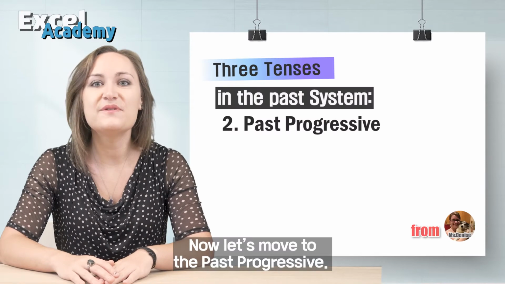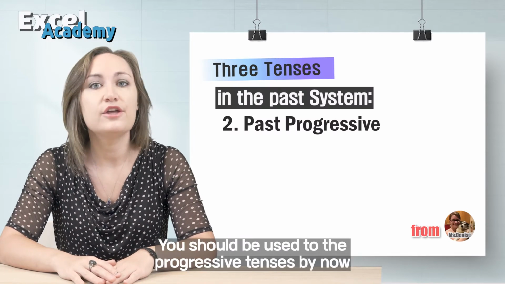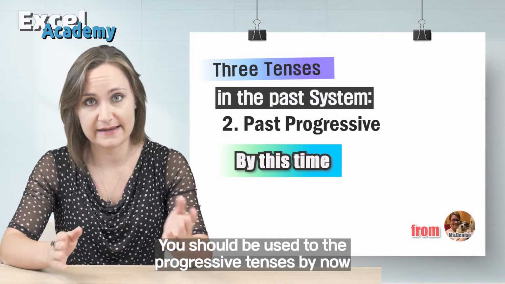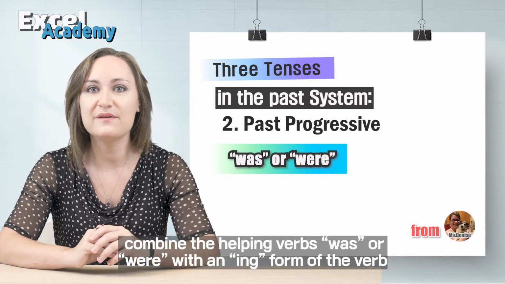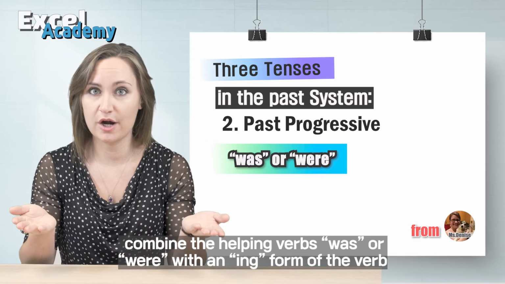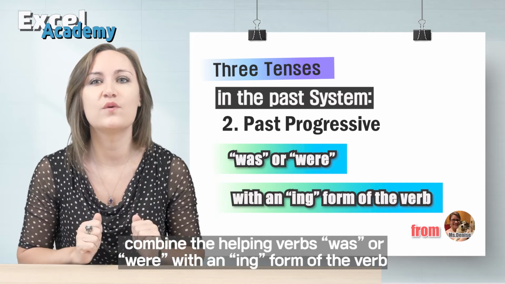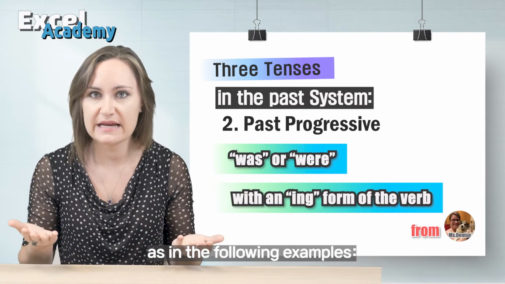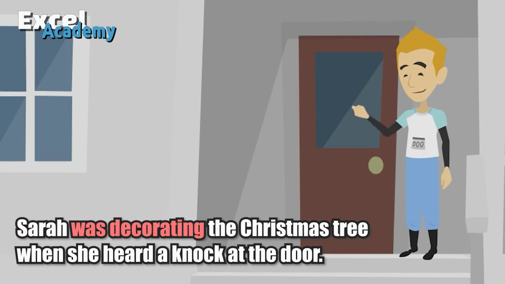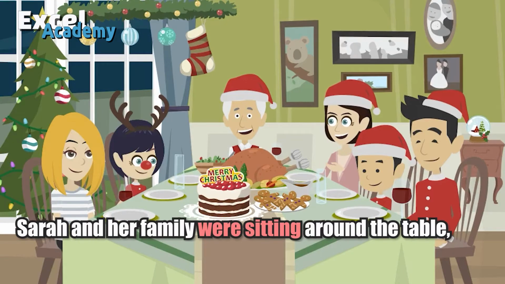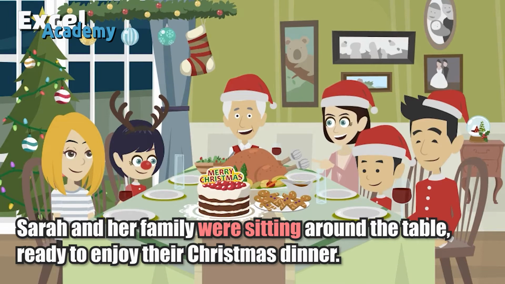Now, let's move to the past progressive. You should be used to the progressive tenses by now, but here's what we do. Combine the helping verbs was or were with an ing form of the verb, as in the following examples. Sarah was decorating the Christmas tree when she heard a knock at the door. Or, Sarah and her family were sitting around the table, ready to enjoy their Christmas dinner.